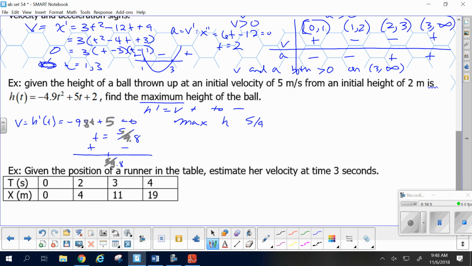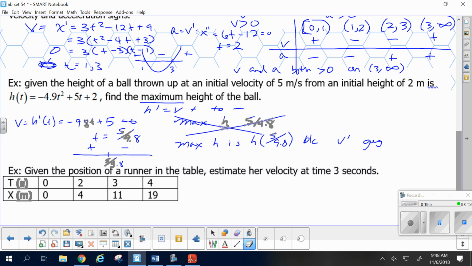So is the max height 5 over 9.8? No, silly, that's not answering the question. That's when the max height occurs, not what the max height is. The max height is the height at whatever that time is. In the interest of time, we'll just say 5 over 9.8 because h prime goes positive to negative. Not v prime, h prime, dum-dum. H prime goes positive to negative. Okay?